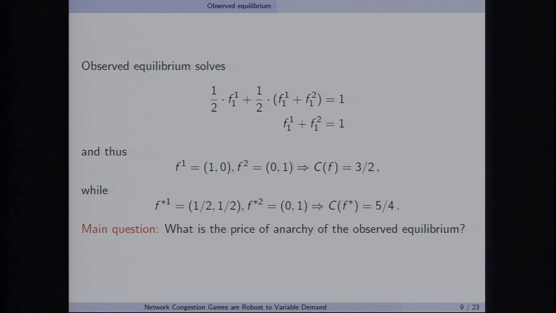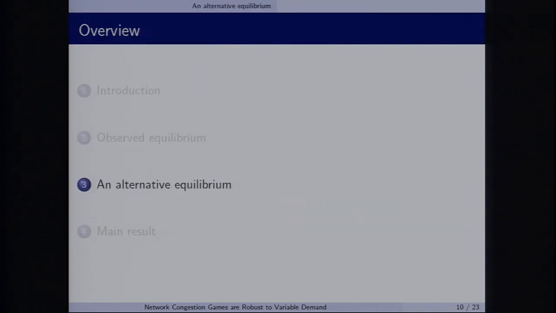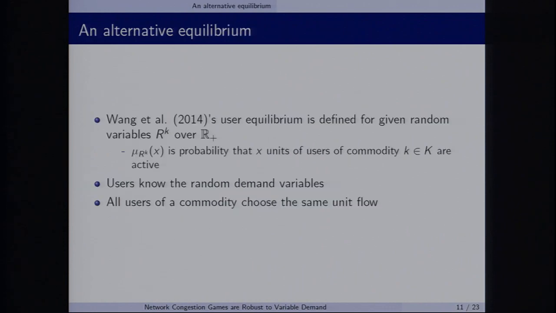But before I go there, I would like to take a small detour and look at this alternative equilibrium notion, which was one of the motivations actually to consider this game in the first place. The alternative equilibrium is one proposed by Wang, Duan, and Chen in 2014. And what they do is slightly different. Their model is also slightly different.